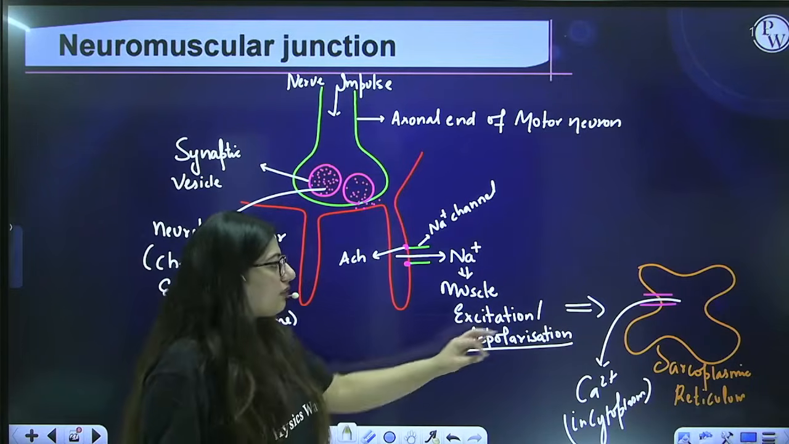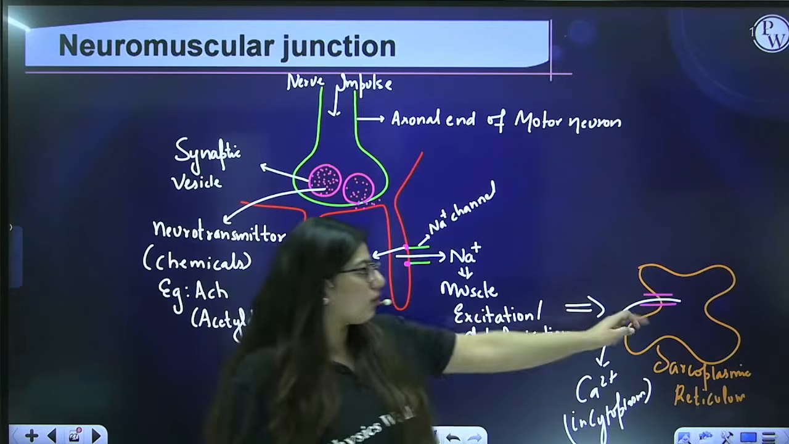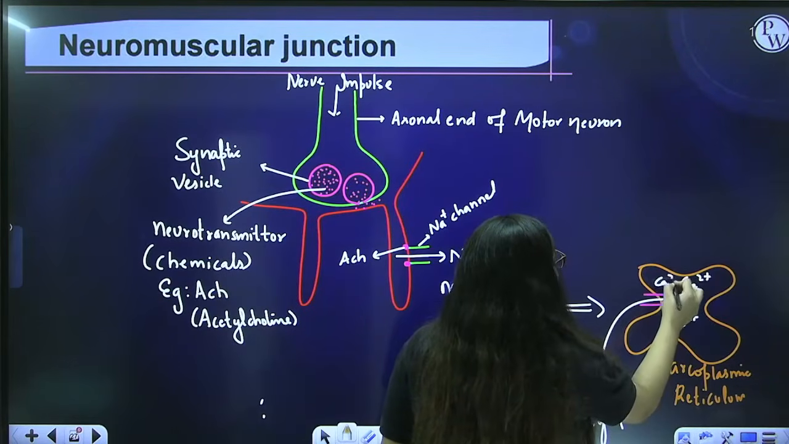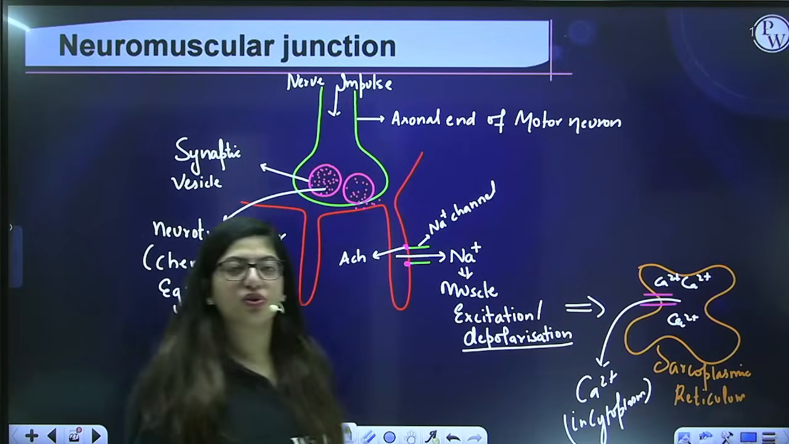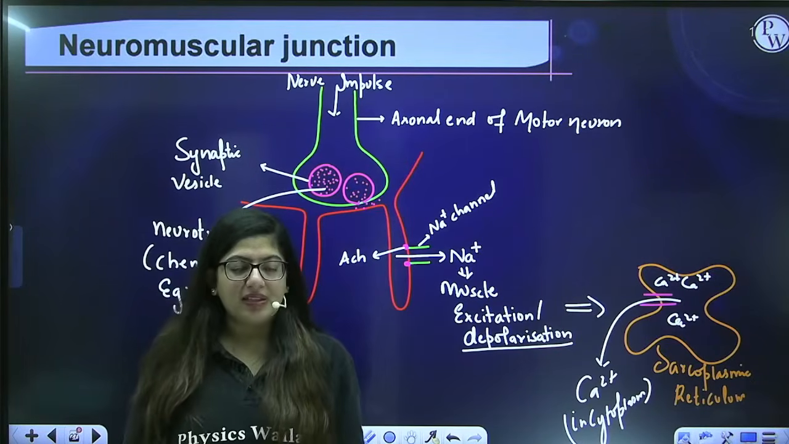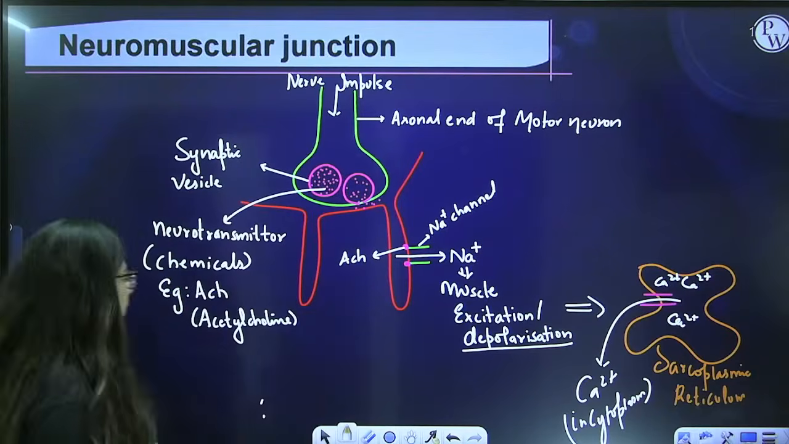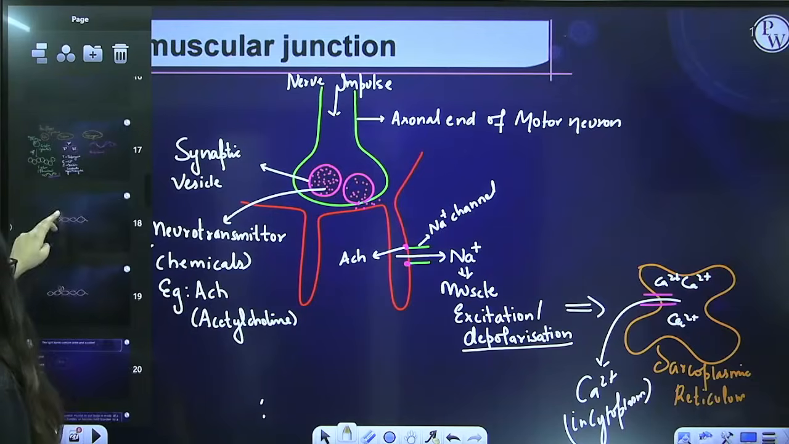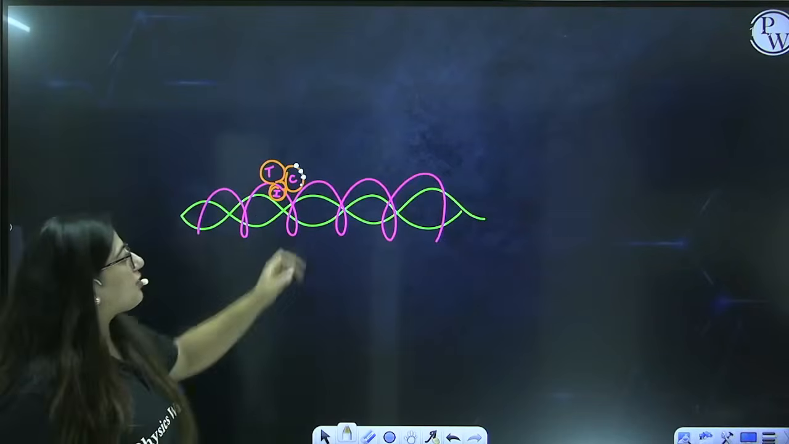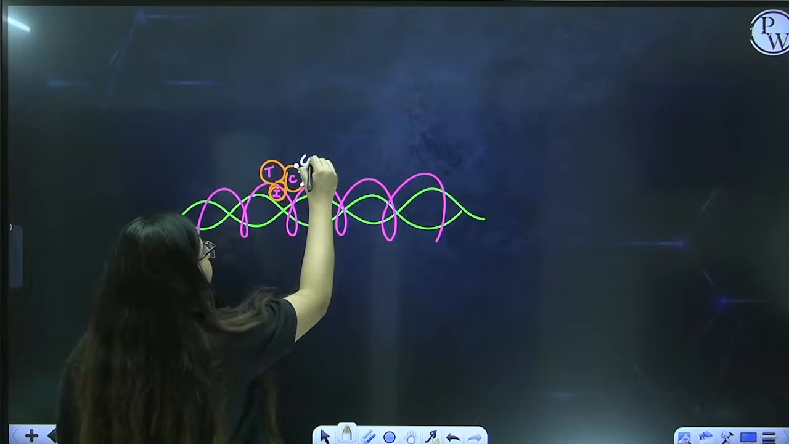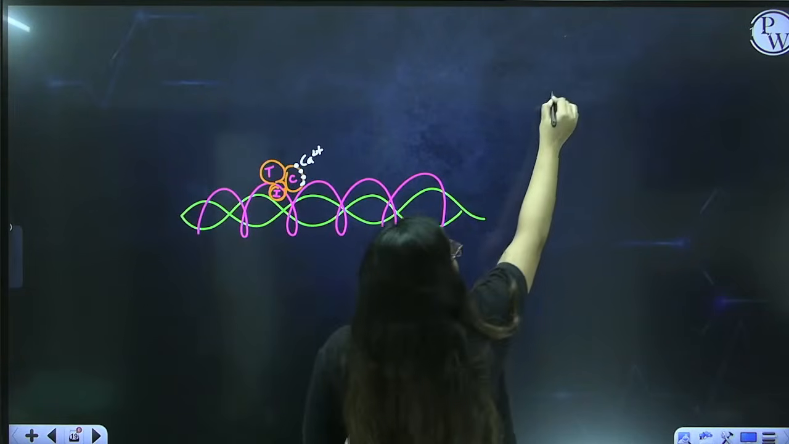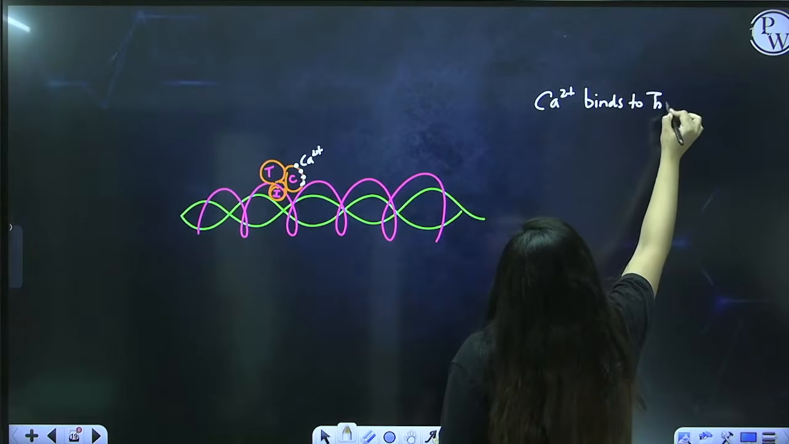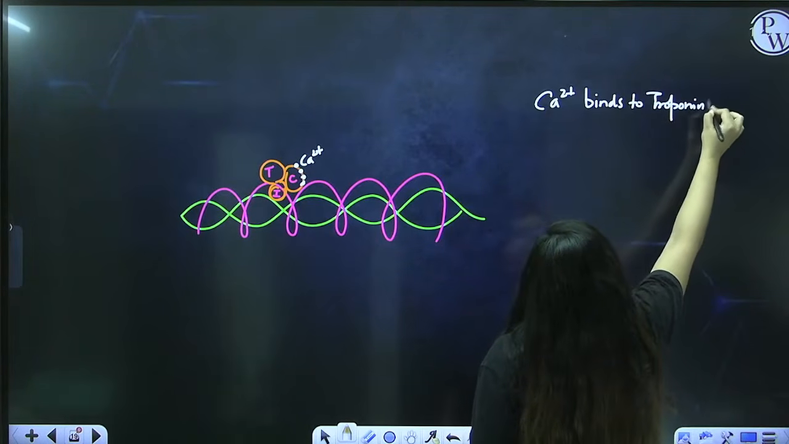Okay, so this wave will hit the sarcoplasmic reticulum, which already has a lot of calcium ions in it, and it will release the calcium, so the calcium concentration in the cytoplasm of the muscle will increase. Now this calcium ion concentration has increased in the cytoplasm of the muscle. Now what will happen? These calcium ions will bind to troponin C.